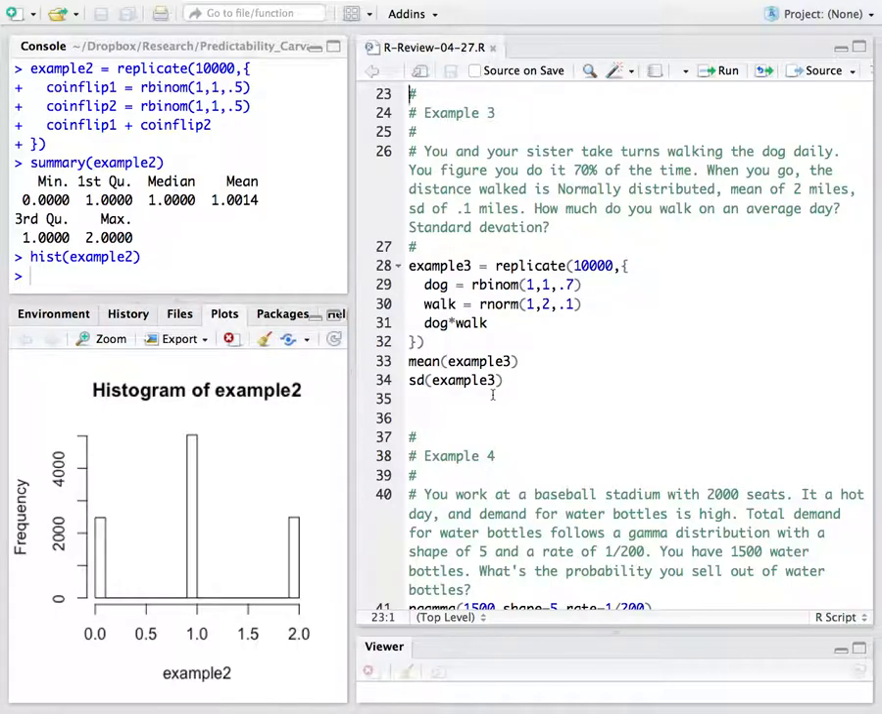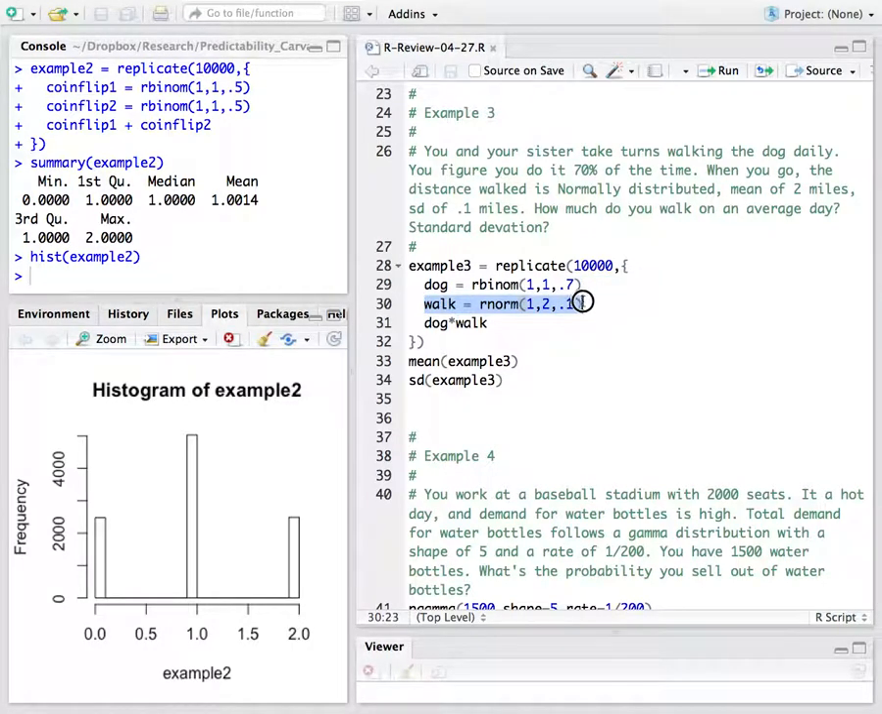So we can't just use a random normal distribution for this, because some days you don't walk the dog at all. In fact, 30% of the days you don't walk the dog at all. So to simulate it, we're going to take a variable called dog. That's going to be a random binomial. We're going to do a single quote-unquote coin flip. We're going to do just one of them. And we want a 70% chance of heads in this case, right? Because you have a 70% chance of walking your dog.